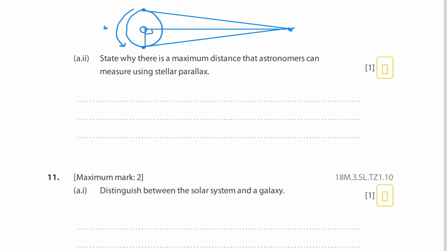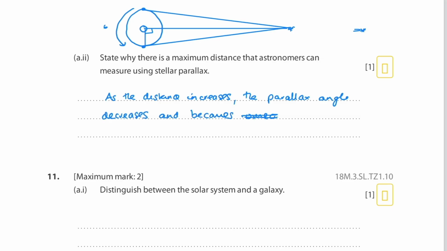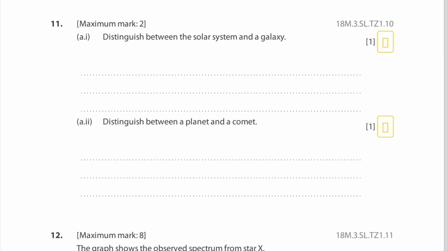However, as that star gets further and further away, that angle is going to get smaller and smaller. And if the star goes too far, the angle is unmeasurable. So what we want to say here is, as the distance increases, the parallax angle decreases and becomes unmeasurable. Question 11a.